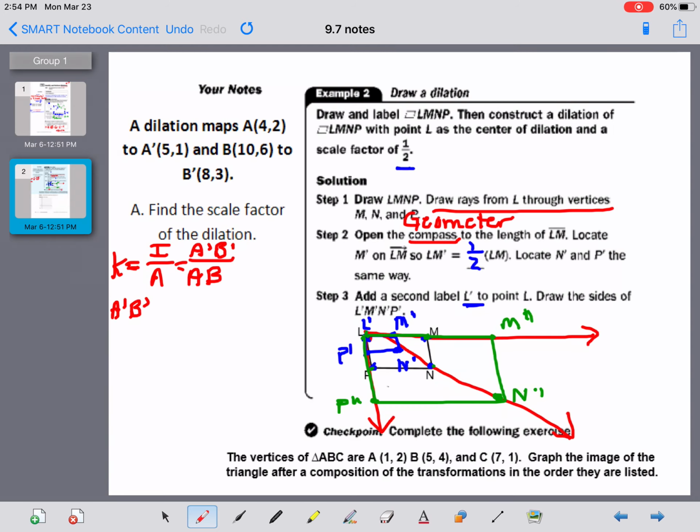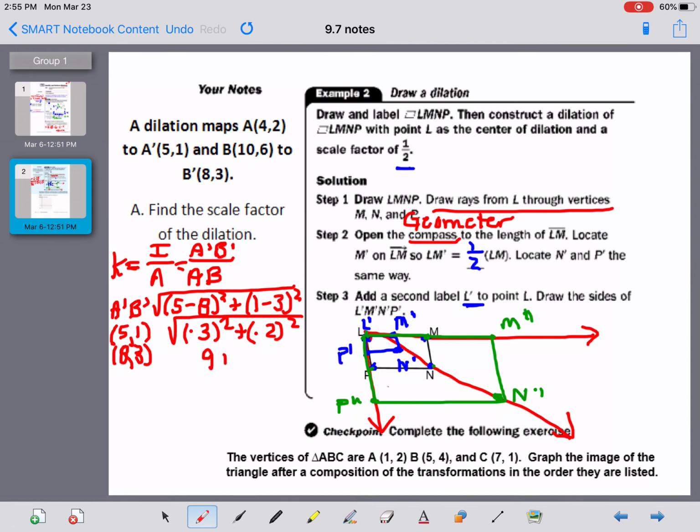and A prime is (5, 1). B prime is (8, 3). So let's find the distance between those two points. Remember, we take our x's and subtract them, 5 minus 8. We'll square that later and add that to my y's when I subtract them, 1 minus 3, and square those. 5 minus 8 is negative 3. 1 minus 3 is negative 2. Negative 3 squared is 9. Negative 2 squared is 4. And 9 plus 4 gives me the square root of 13.